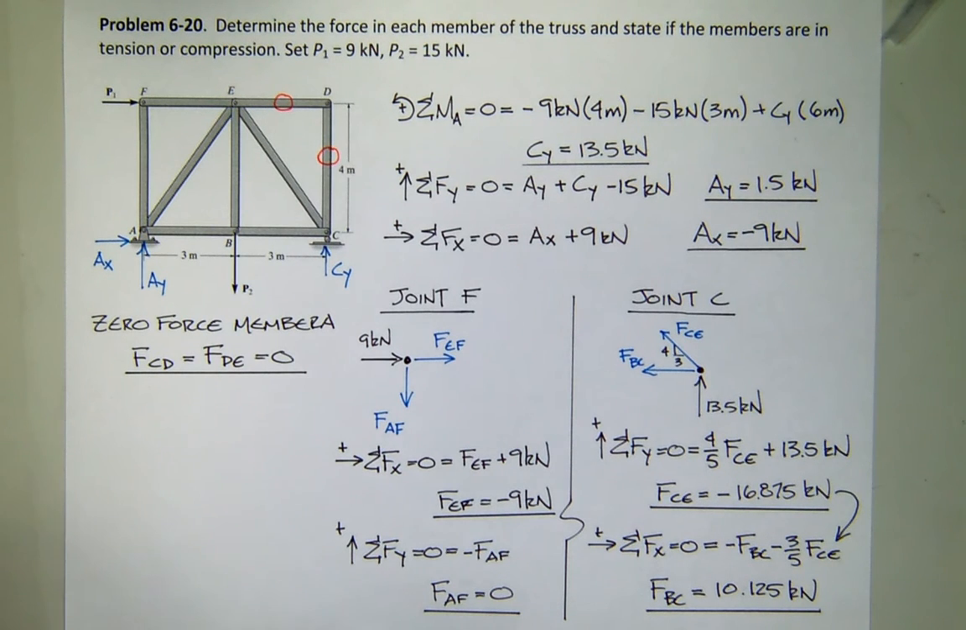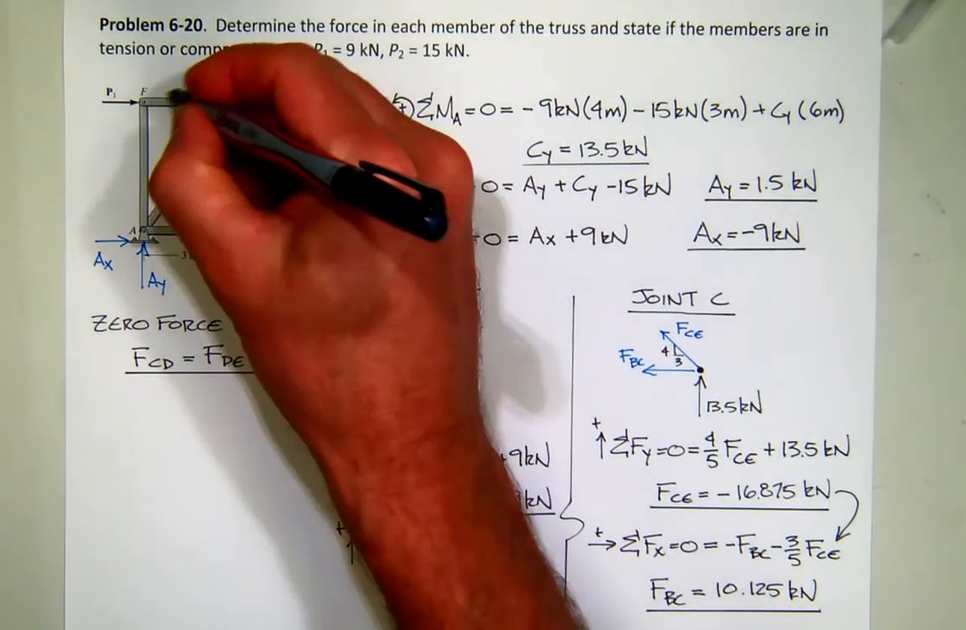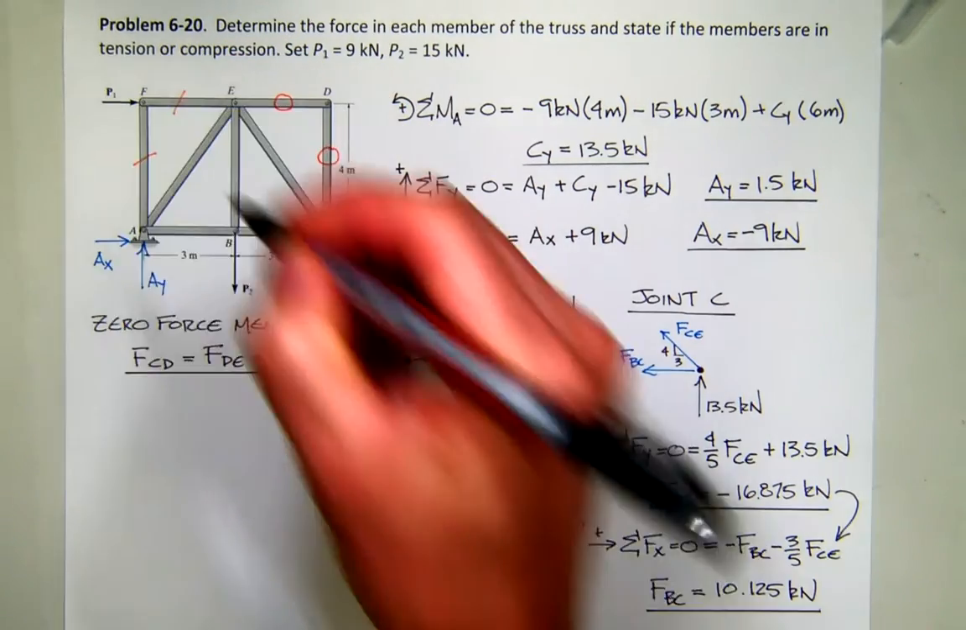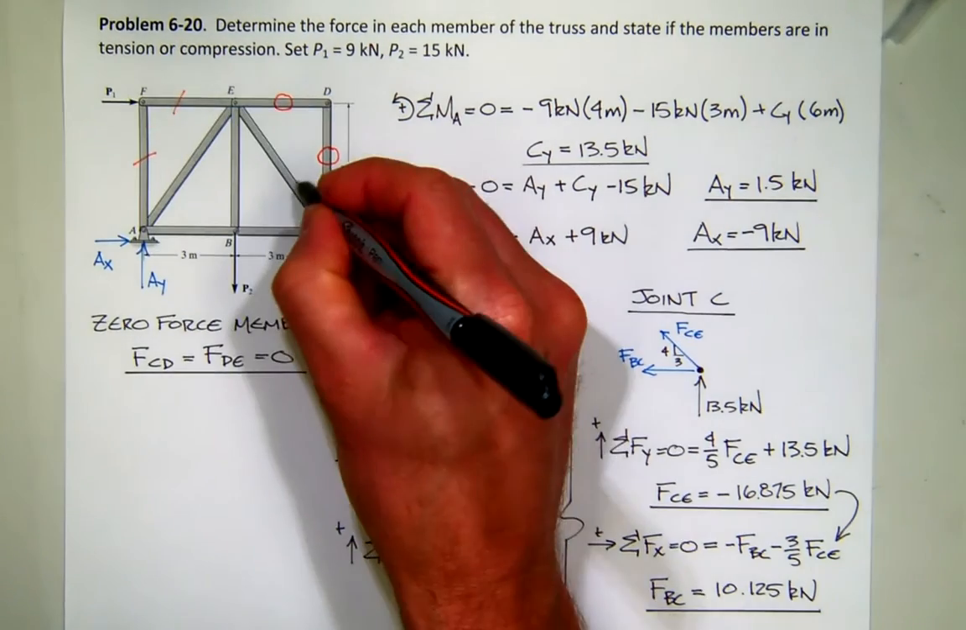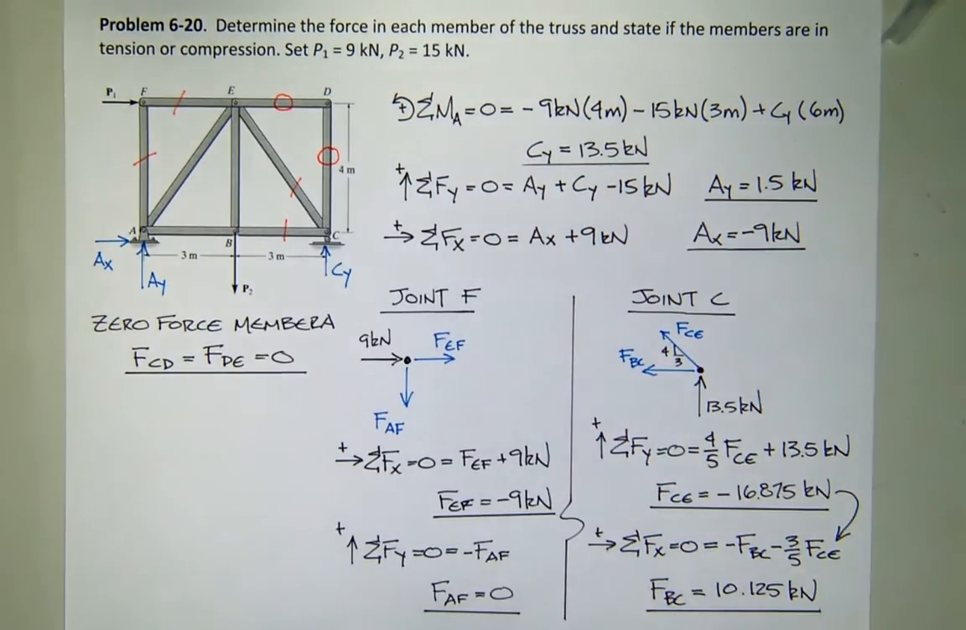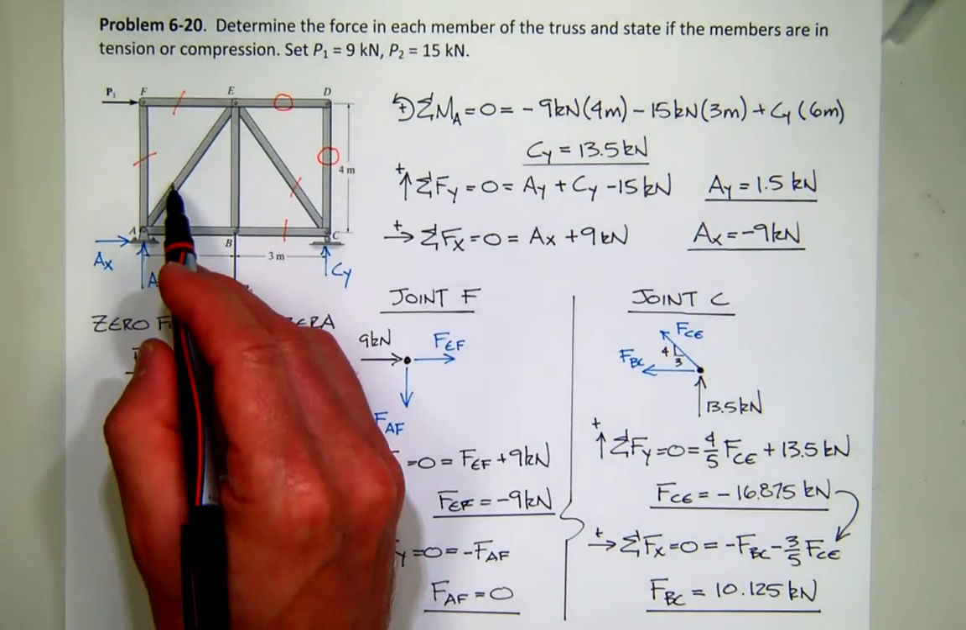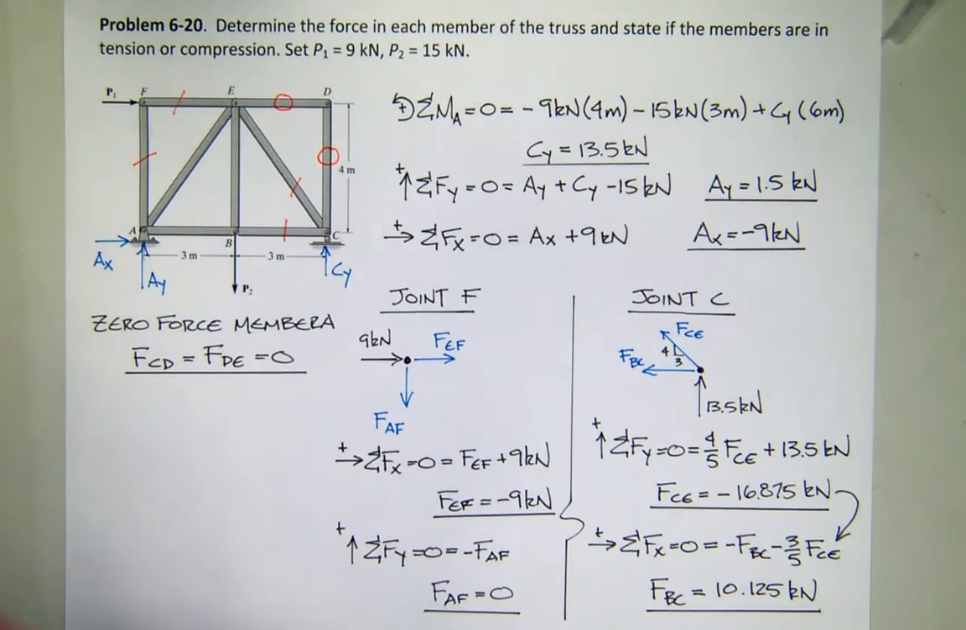And I don't have all the forces. Let's see what I've got. So I found this one, this one, this one, this one, right? And those two are zero force members. So I'm just down to 1, 2, 3.